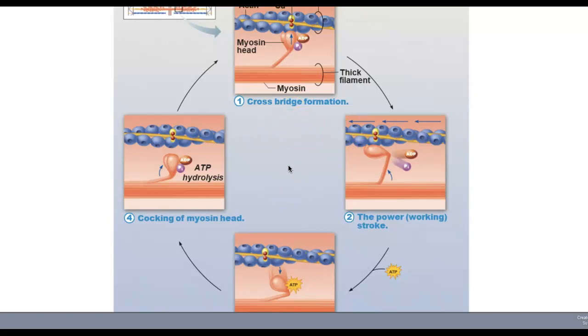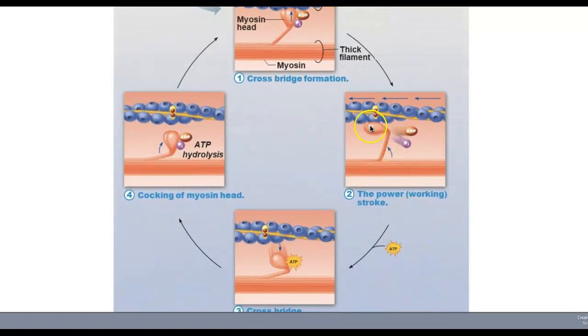Now, one thing to keep in mind, we're looking at the cross-bridge cycle happening on the right side of the sarcomere. The same thing is happening on the left side of the sarcomere, but in the opposite direction. So we're seeing a thin filament on the right-hand side of the sarcomere being slid towards the M line, towards the left. The same thing is happening over here, except the thin filaments are being slid to the right towards the M line.